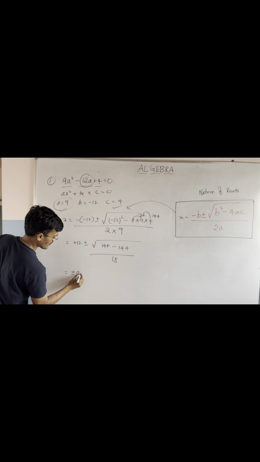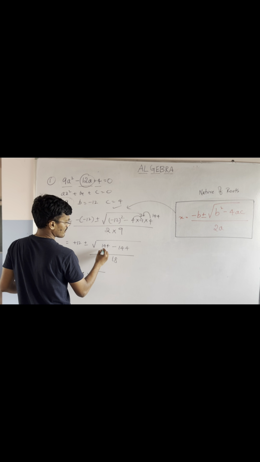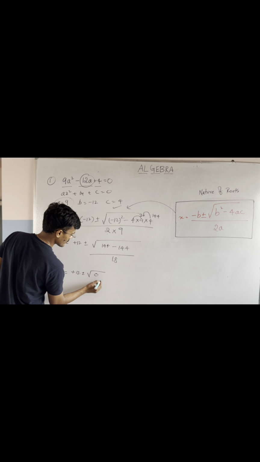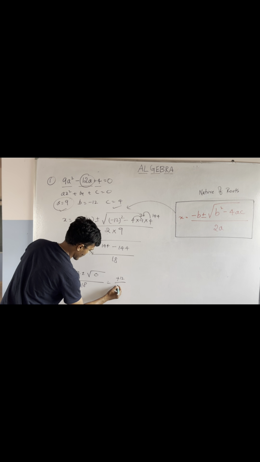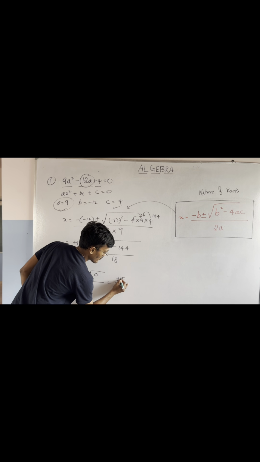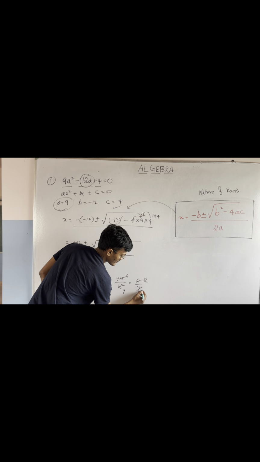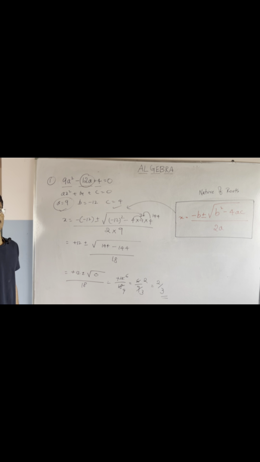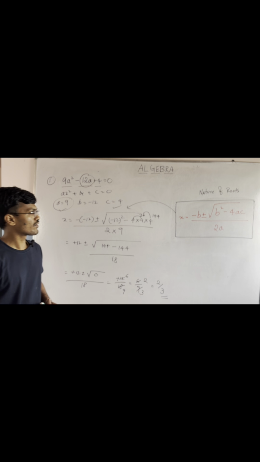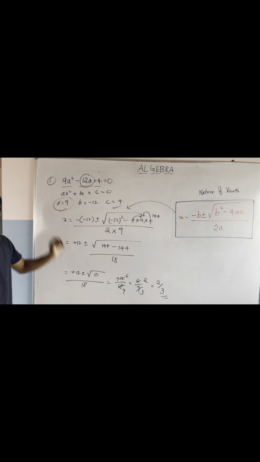So now plus 12 plus or minus root of 144 minus 144, which is 0, by 18. So x equals plus 12 by 18, which simplifies to 2 by 3. So 2 by 3 is the right answer. Using the nature of roots, we can solve algebraic equations.